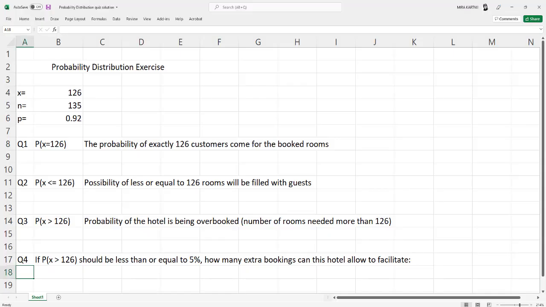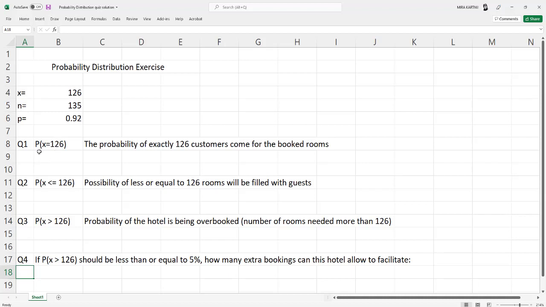I have put all those four questions into my Excel. I just want to highlight the information that we get from the spreadsheet. We have the number of rooms in the hotel, which is 126. These are the number of bookings that we have allowed or recorded in the system, and this is the probability of those people turning up for the rooms that they have booked, based on past data.